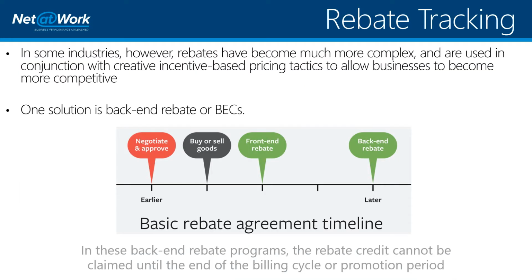Now, in some industries, however, rebates have become much more complex and are used in conjunction with creative, incentive-based pricing tactics to allow businesses to become more competitive. One solution is called the back-end rebate, or BER. In these back-end rebates, an intermediary, such as a distributor, is going to offer pre-discounted products to the customer, and then claim a rebate back to the supplier, and usually that claim is done at the end of a billing cycle or a promotion period or after certain incentives have been met.